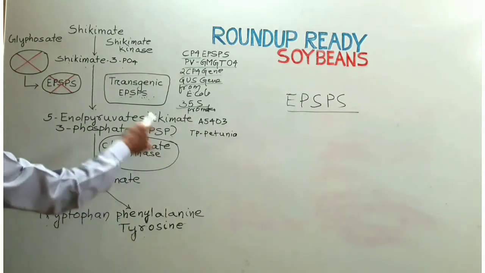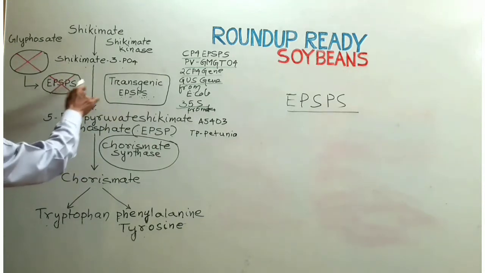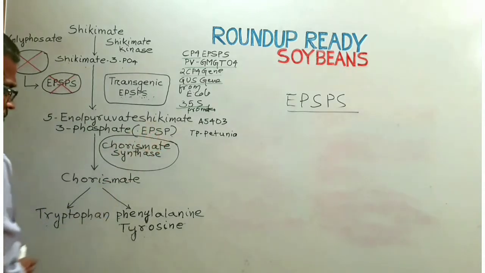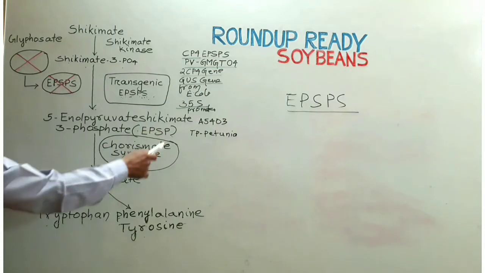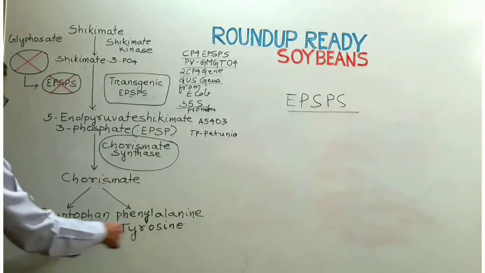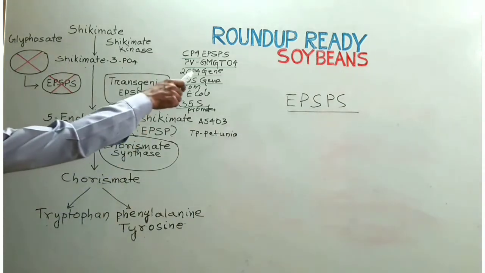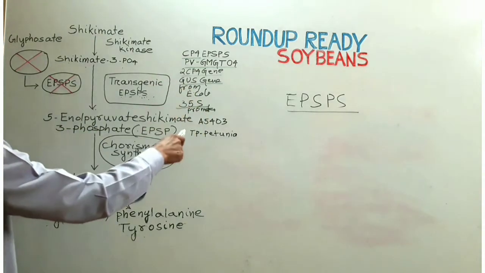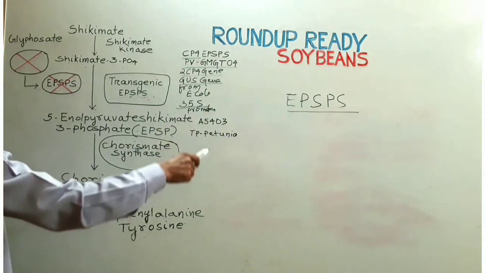So glyphosate inhibits this particular enzyme, and this enzyme is responsible for the synthesis of EPSP. So when the synthesis of EPSP is inhibited, the aromatic amino acid synthesis does not occur. So the plant gets killed. The Roundup Ready soybean contains a specific version of EPSPS that is resistant to glyphosate.